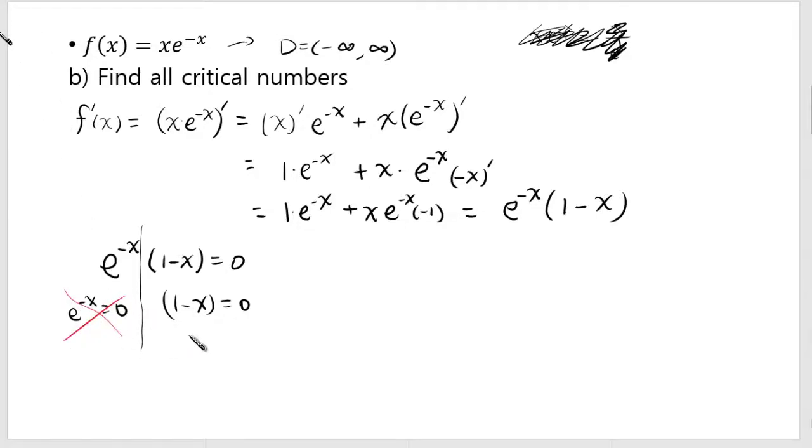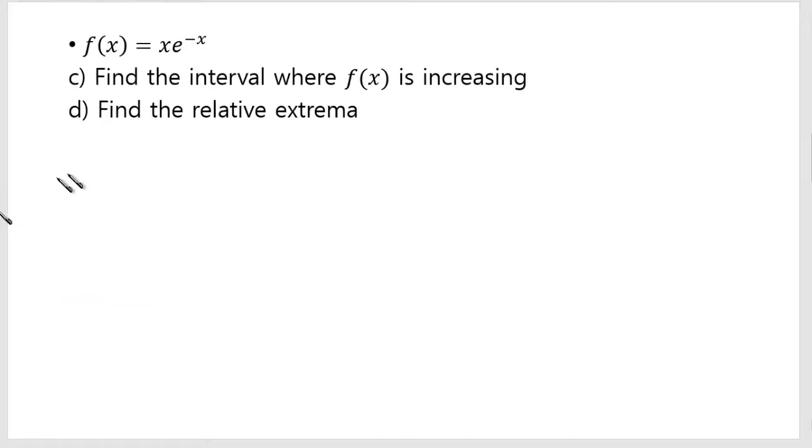And this one would be true if x equals 1, right? So that's the only critical number. Now once you have the critical number, what you need to do is put that on the number line, and that number divides the entire number line into two intervals, right?